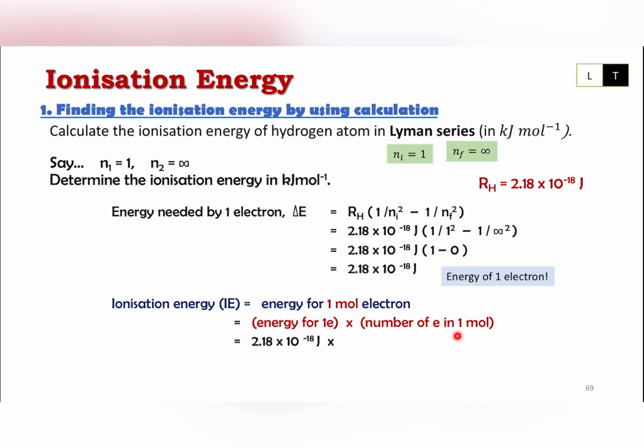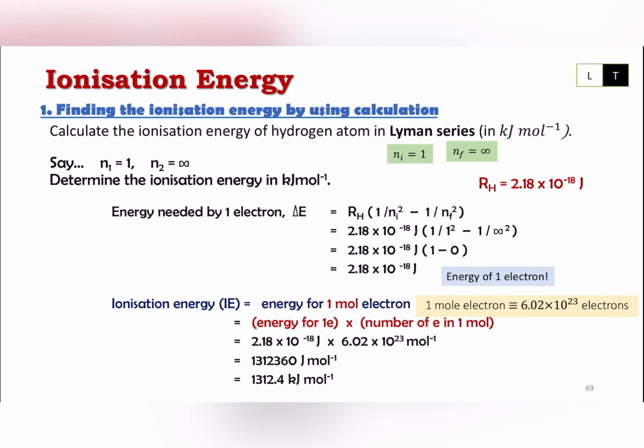Based on the mole concept before, you've learned that 1 mole of electrons equals Avogadro's constant, so it will be 6.02 × 10^23 electrons. So I'm going to insert this value to get the final ionization energy, which in kilojoule per mole is 1312.4 kilojoule per mole. So this is how you get the ionization energy for hydrogen based on calculation of the concept n1 and n2.